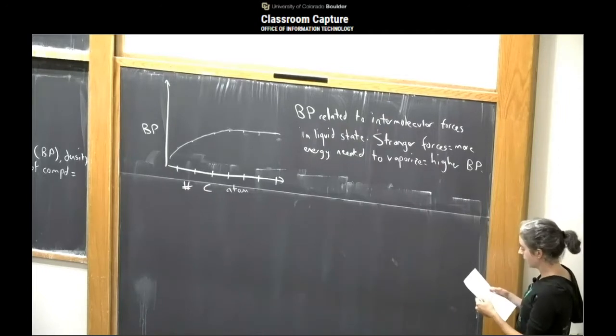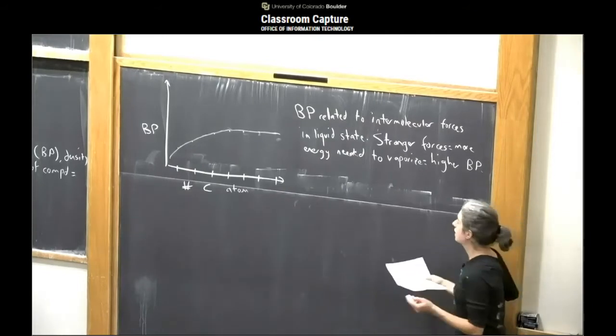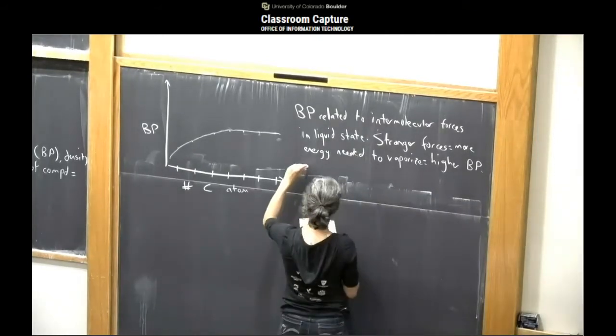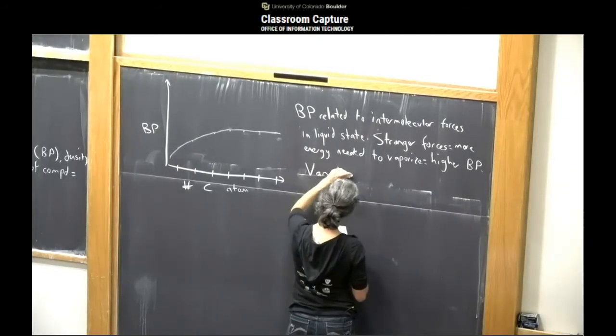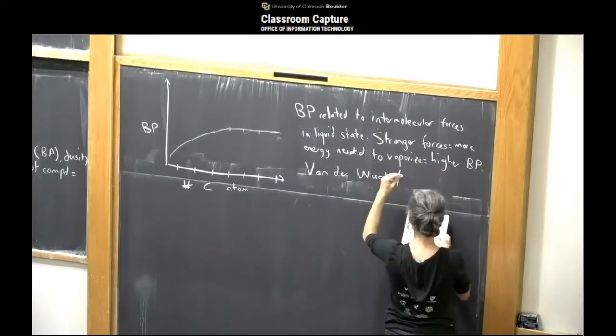Okay, so the weakest but the most universal intermolecular force has a few different names. Van der Waals or dispersion forces.